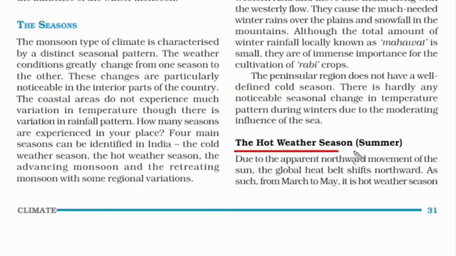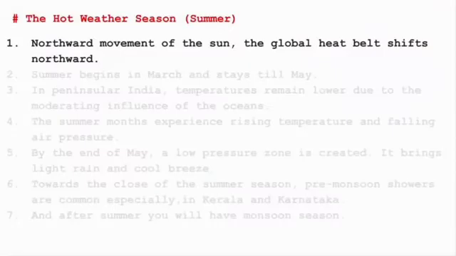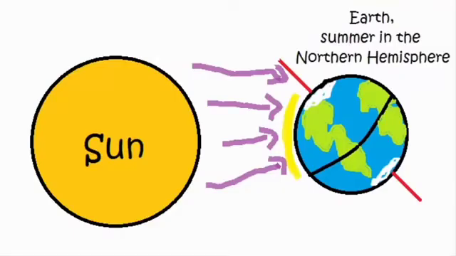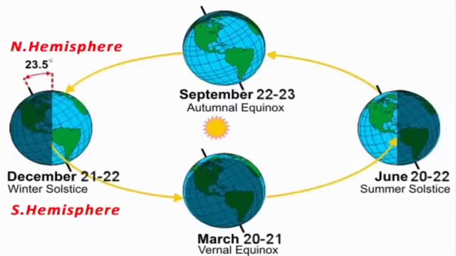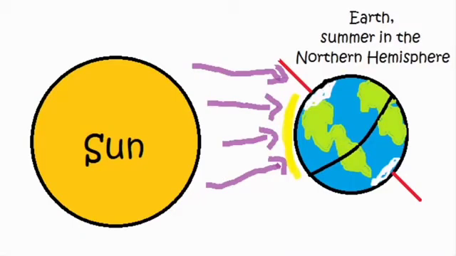Now let's read about the hot weather season, which is also called summer. It is typically because of the northward movement of the sun. The global heat belt shifts northward. What it means is, when you look at Earth revolving around the sun, during this time the northern hemisphere of the Earth, that is the region above the equator, is slightly tilted towards the sun. As a result, the northern hemisphere receives more sunshine, direct rays of the sun. This causes the northern region to heat more, hence we witness summer.